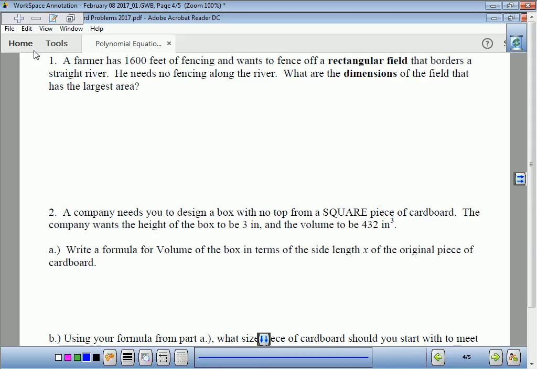Now, example 1 that is not in your workbook, of our additional examples. This says a farmer has 1,600 feet of fencing and wants to fence off a rectangular field that borders a straight river. So here we have a river and it has a straight edge to it.